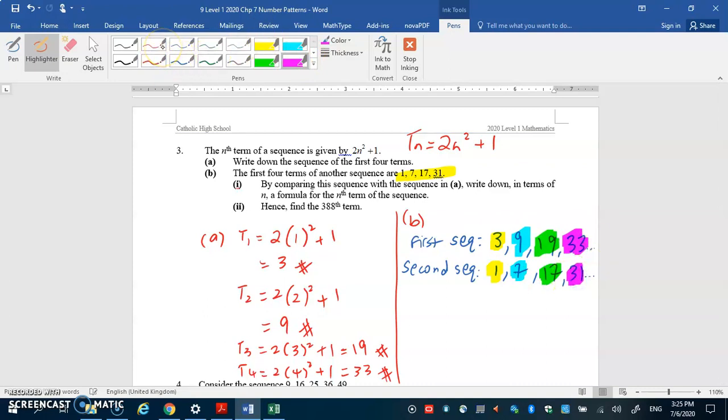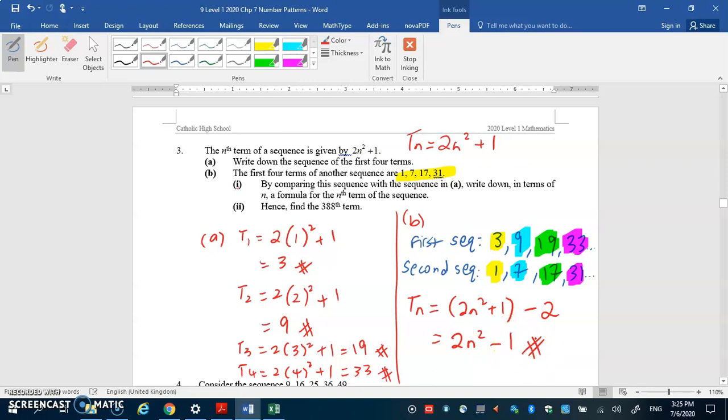So I can immediately come up with the sequence for the nth term for the second sequence. So basically it will be the nth term of the first sequence, which is 2n squared plus 1. The whole thing you minus away 2. You will get the nth term for the second sequence. So nth term for second sequence is 2n squared minus 1.